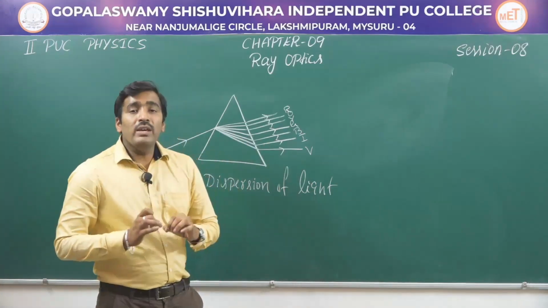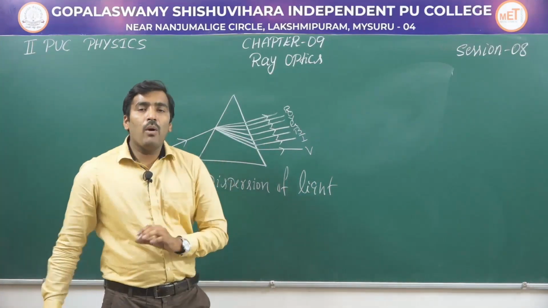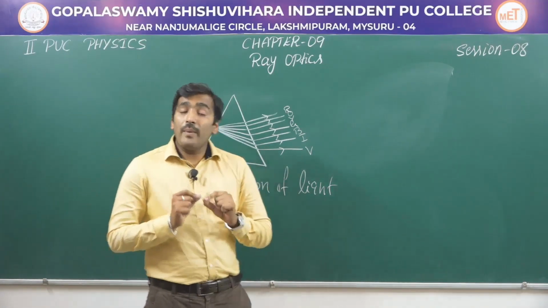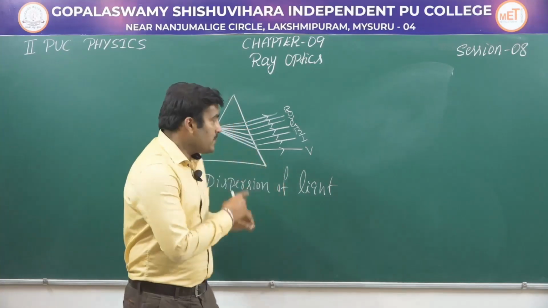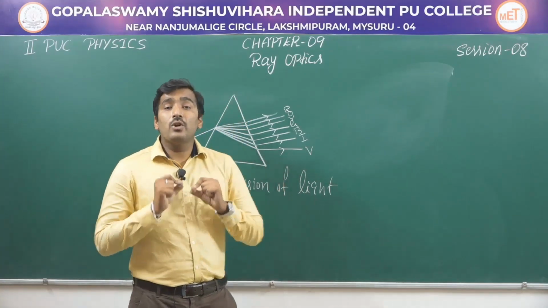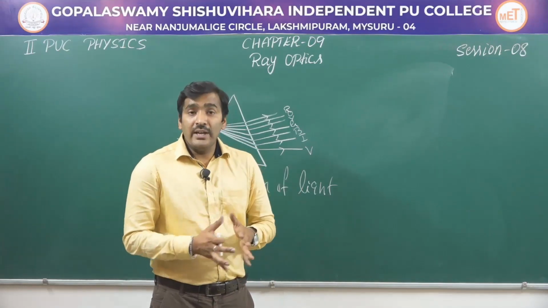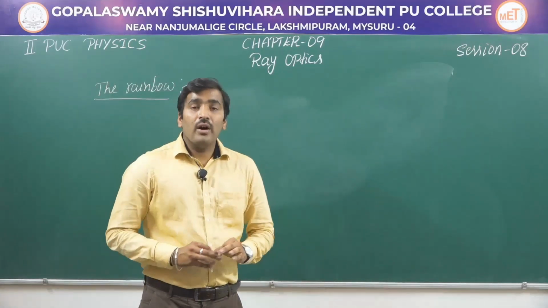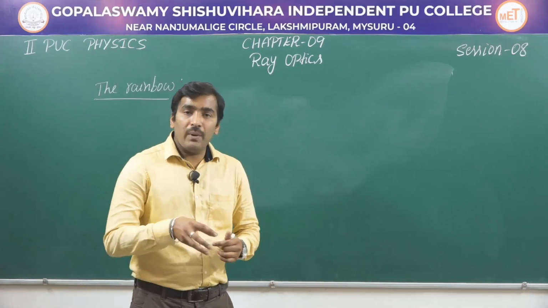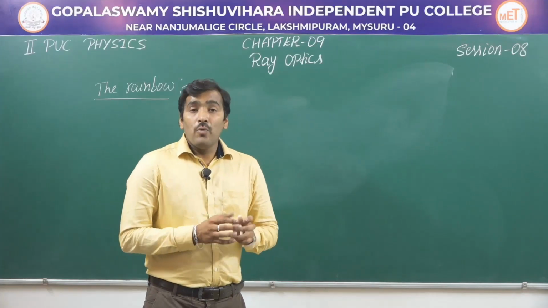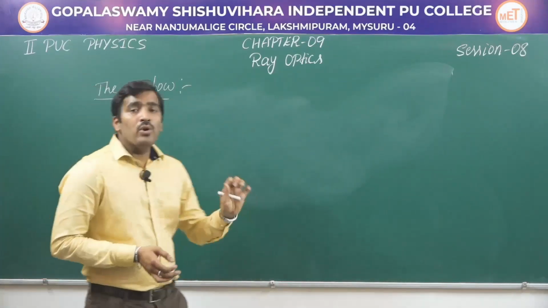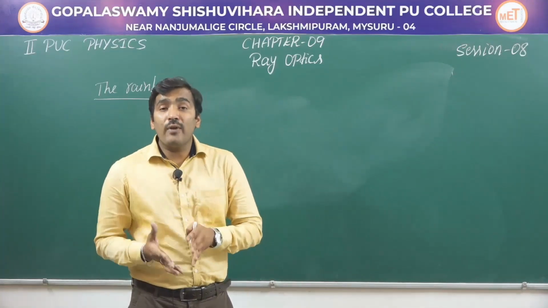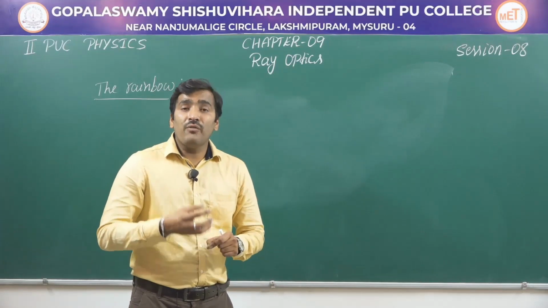In nature, we can see this dispersion of light in the form of a rainbow. So what is the reason for the formation of a rainbow? The formation of a rainbow is because of the dispersion of light by spherical droplets of rainwater. That is what we need to understand now. A rainbow is an effect of dispersion of light by spherical droplets of rain, or we can say that the formation of a rainbow is due to the combined effect of dispersion of light and refraction through the spherical droplets of rain.